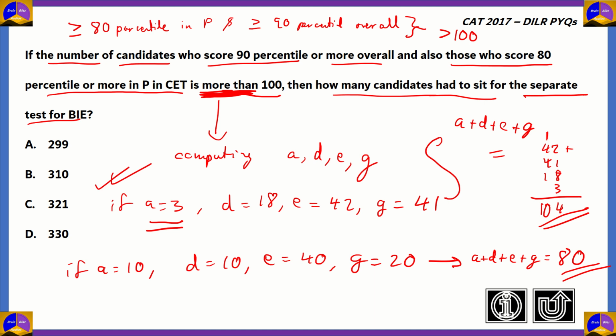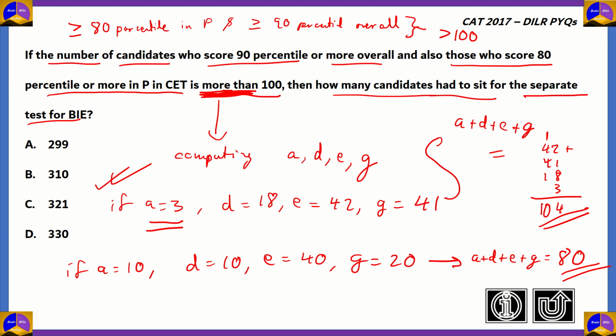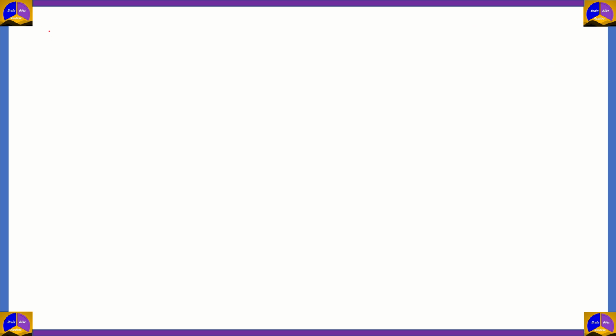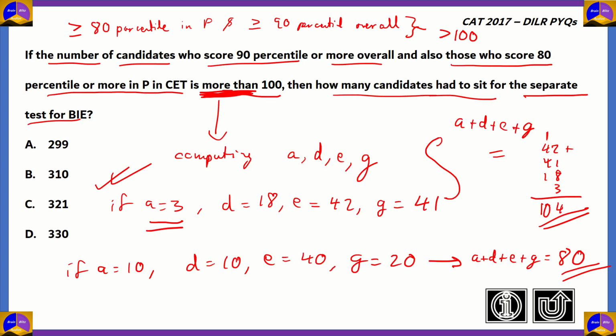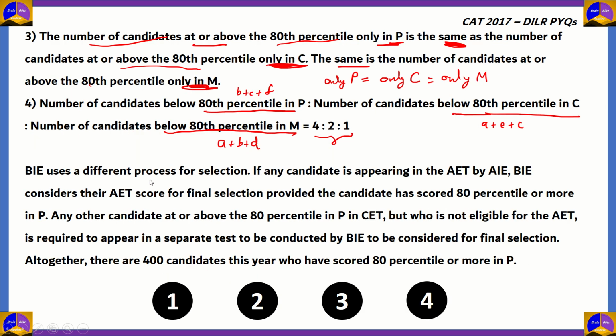So we will take that case, and we need to find out the number of people who have to sit for the separate test. So what's the condition for people who have to sit for the test by BIE? We need to go back to the information given to us and understand how it's done. So this basically is elucidated in the last paragraph. BIE uses a different process.